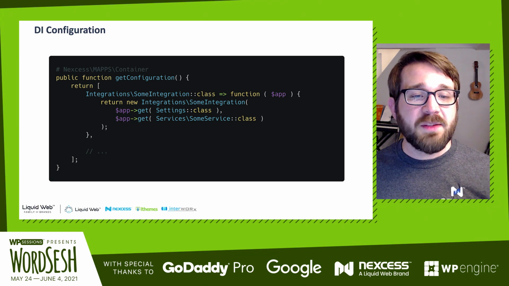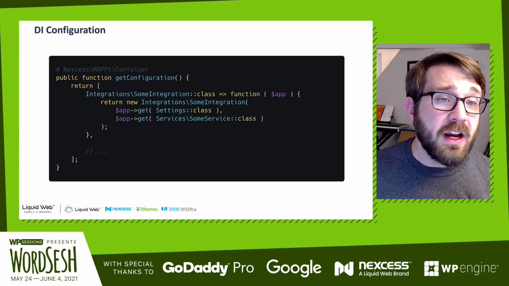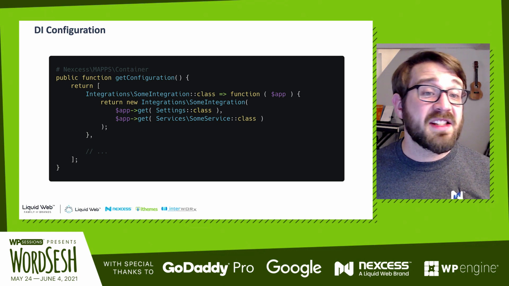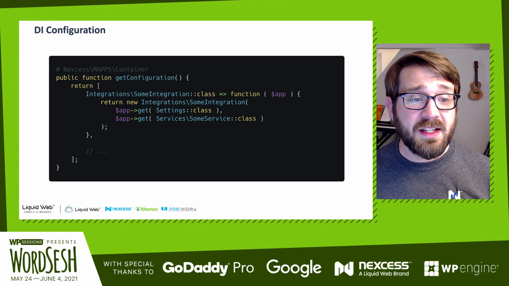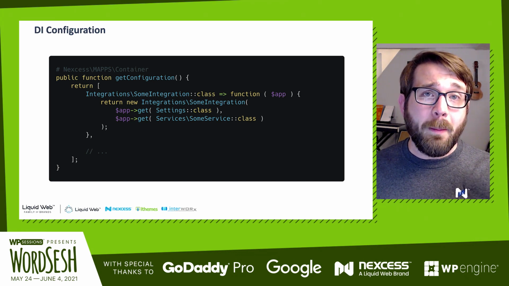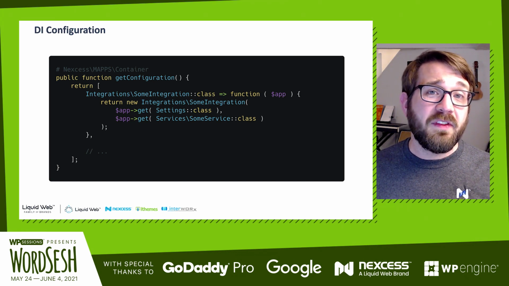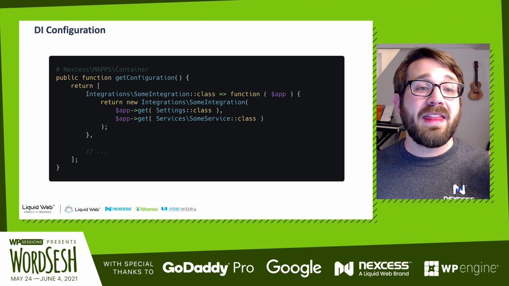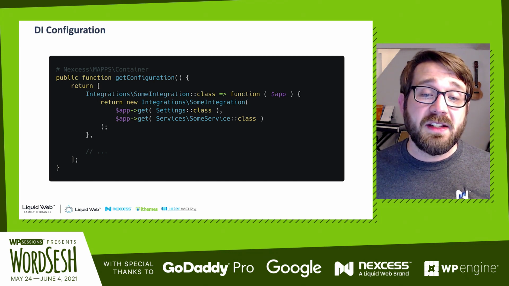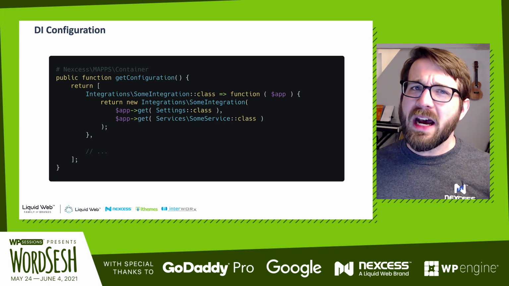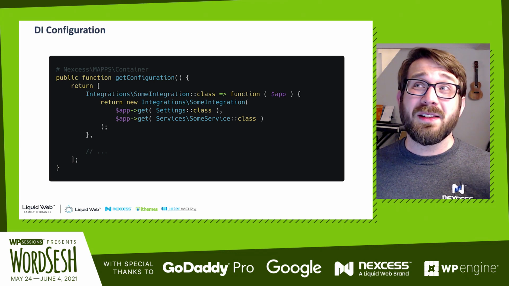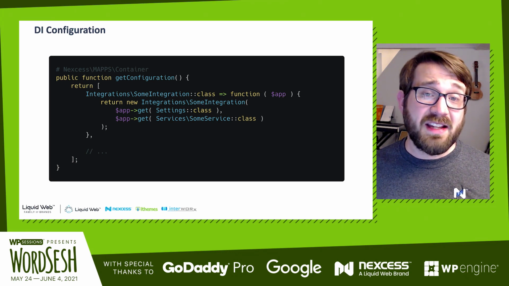So in this case, we're saying in order to build some integration, we need the settings instance as well as the services/some service class. The container then caches all of these results too. So by default, we're only instantiating each one of these objects once. And then the next time we call app-get-settings, it's returning that same instance. So it works in that way kind of like a singleton, but it's not only easier to work with, it's also way easier to test.